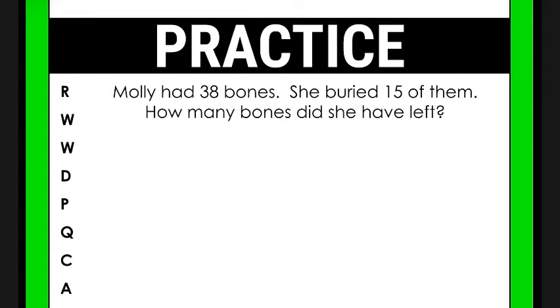For this first problem, you can just watch me solve it using all of the steps. So the first step, the R, stands for read the problem. Molly had 38 bones. She buried 15 of them. How many bones did she have left? I'm going to check mark the R. My first W stands for who. So who do I have in this problem? Well, we're talking about Molly.